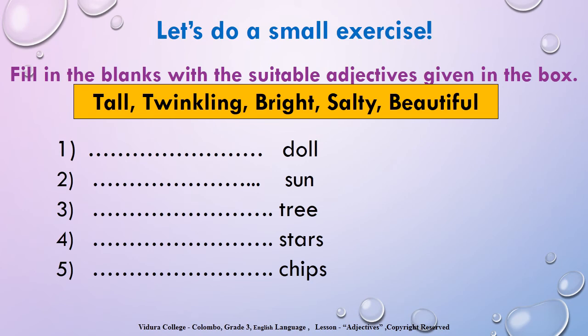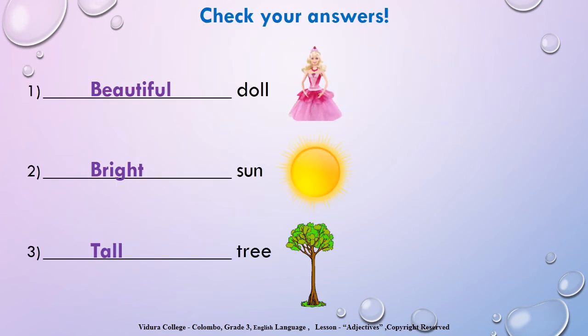Now it's time to do an activity, children. You should fill in the blanks with the suitable adjectives given in the box. The adjectives given are tall, twinkling, bright, salty and beautiful. Number 1. Blank doll. Number 2. Blank sun. Number 3. Blank tree. Number 4. Blank stars. Number 5. Blank chips. Let's look at the answers now.